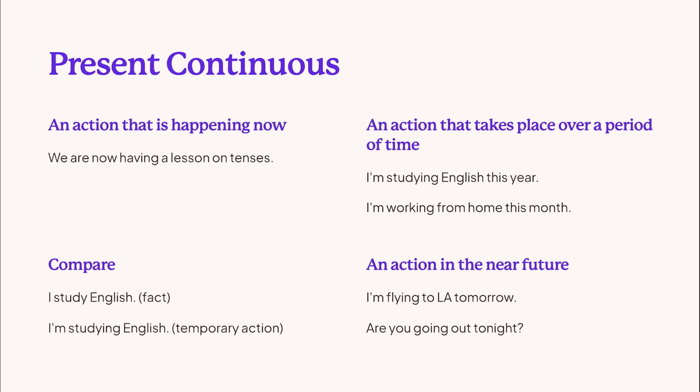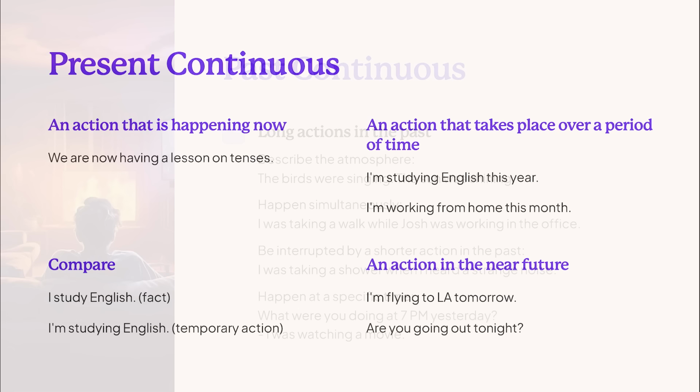We can also use the present continuous to talk about the near future, especially if you've already made some arrangements for it. 3. An action in the near future. I'm flying to LA tomorrow. Are you going out tonight? As you can see, if I'm flying to LA tomorrow, I've already bought the plane tickets and made a hotel reservation. So I'm about 90% sure I'll be going to LA the next day.